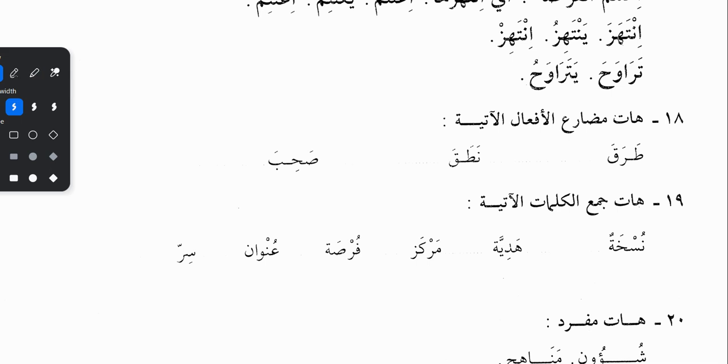So let's see question number 18. هات مضارع. You have to give the present tense of these verbs. مضارع الفعل. So what is the present tense of ترك? Let's do it. ترك, يترك. All sahih letters. نطق, ينطق. And صاحب means to give companionship. يصحب.